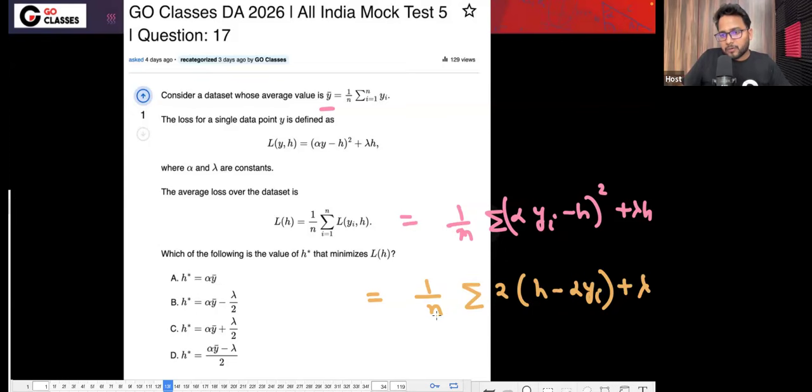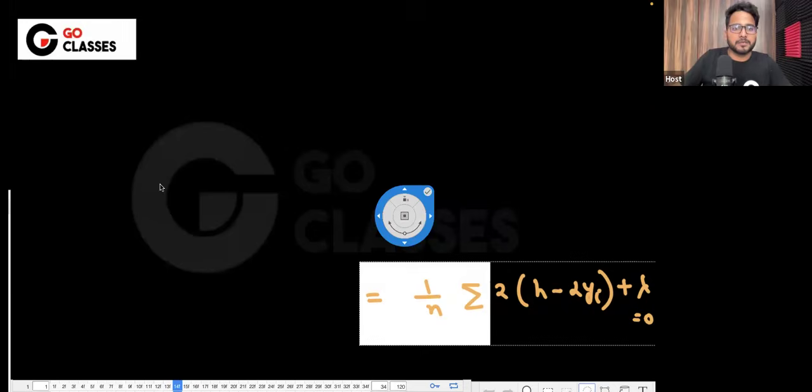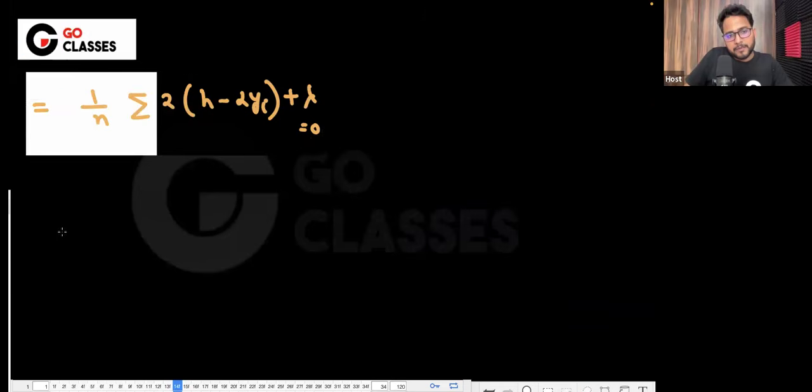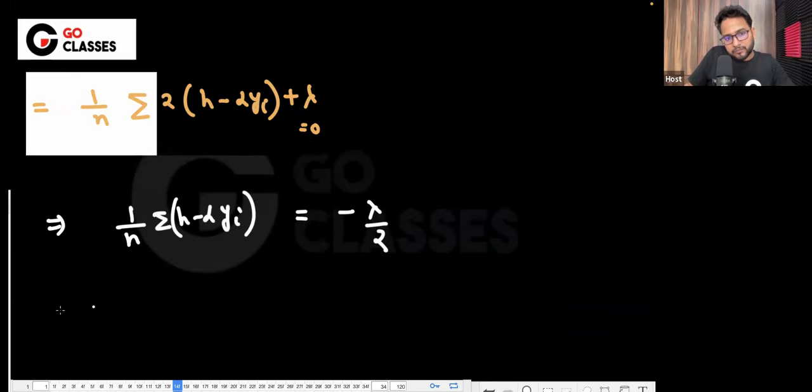Now we want to know the value of h, which you can find out by a simple step. Let me just transfer a few things here and there. This is 1 upon n, right? So you can put this equal to 0. Let me go to the next page and solve this equation. I want to find out the value of h. From here, the 2 will be here, so basically equal to minus lambda by 2. I mean this 2 you can transfer here, and then lambda you can transfer here. So here it will be just remaining 1 upon n summation over h minus alpha yi. This will be remaining.